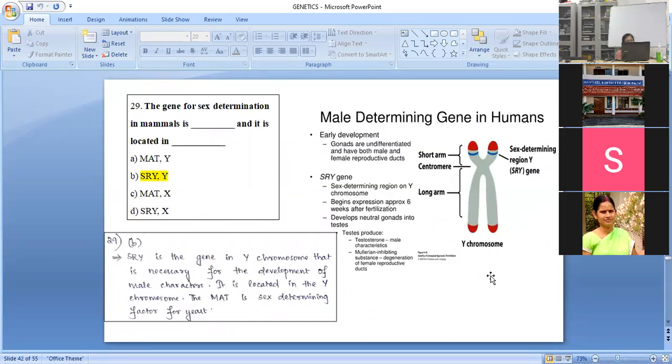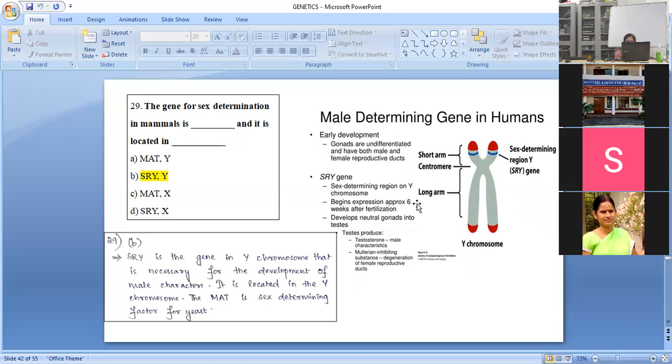Now the gene for sex determination in mammals is dash and it is located in dash chromosomes. So for this, the answer has to be SRY gene located in the Y chromosome. These are certain different parts of your Y chromosome. We have a short arm, P arm, a long arm, that is Q arm, and we have a sex determining region, that is the SRY gene. This SRY gene is present in the Y chromosome and will determine the sex.